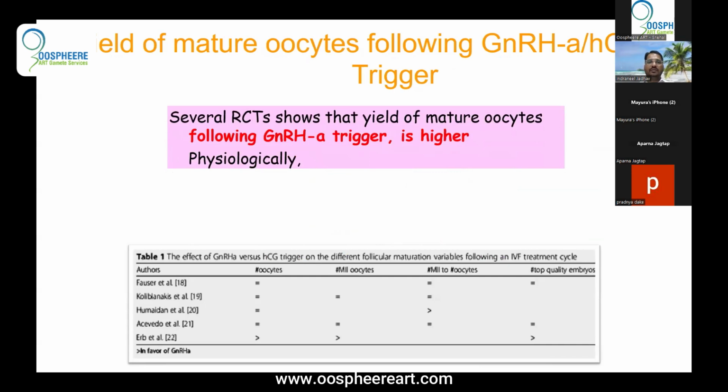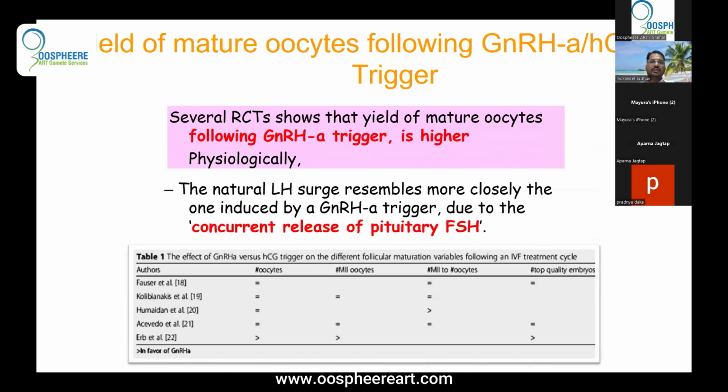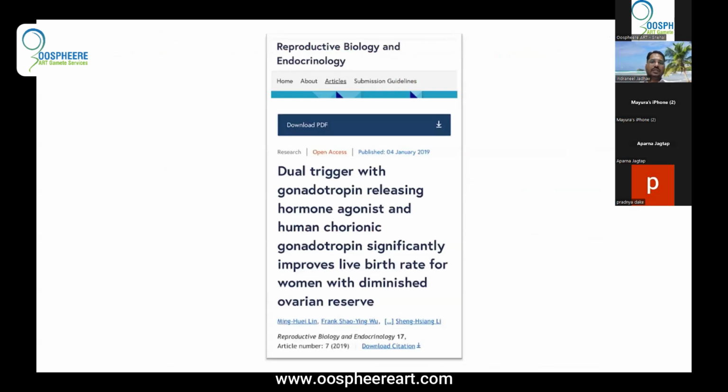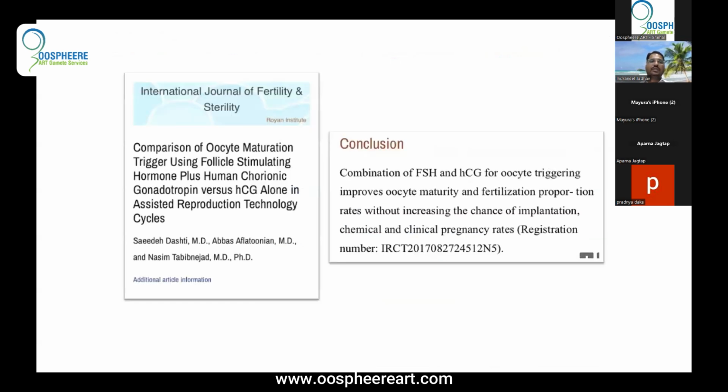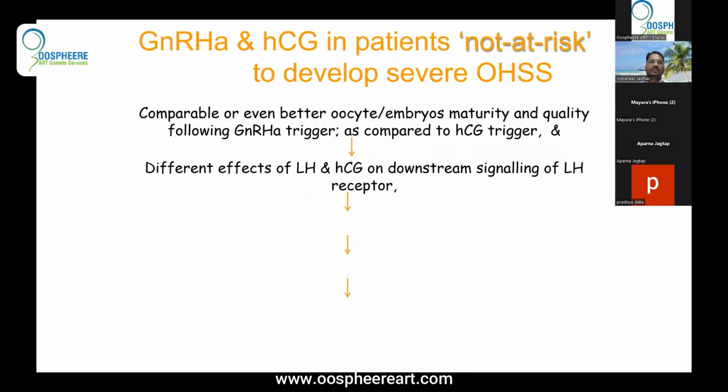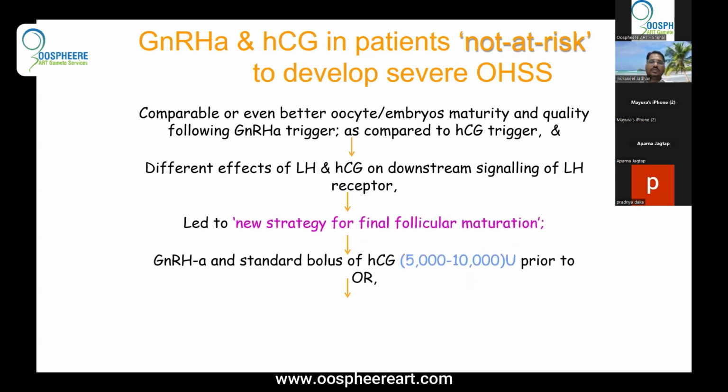Here we are seeing that with GnRH agonist trigger, it is more physiological, so a higher number of mature oocytes are seen. The second cause is that concurrent release of pituitary FSH is there, which again yields a lesser number of atretic follicles post trigger. So here you can see that dual trigger significantly improves live birth rate for women with diminished ovarian reserve, and also it improves oocyte maturity and fertilization proportion. So GnRH agonist and HCG trigger can be used as a new strategy for follicular maturation.